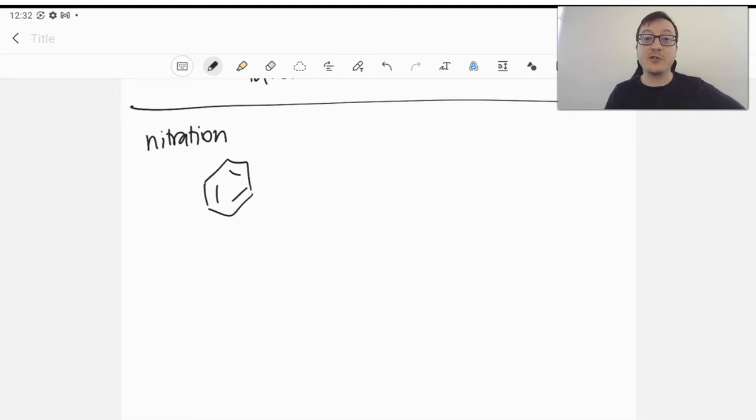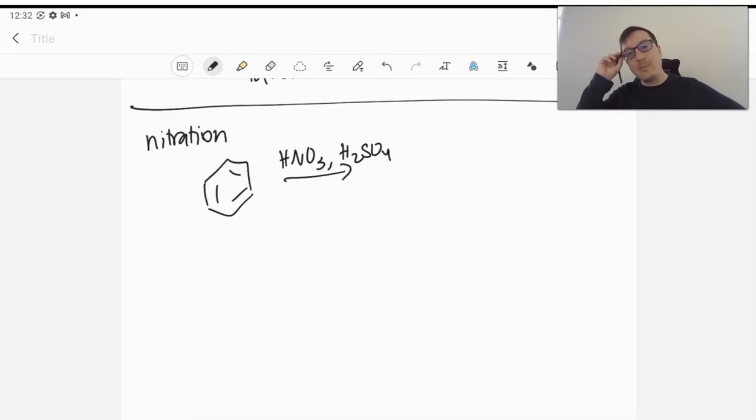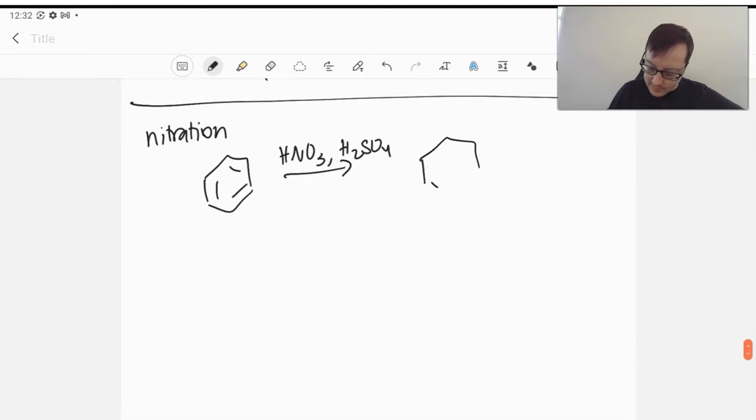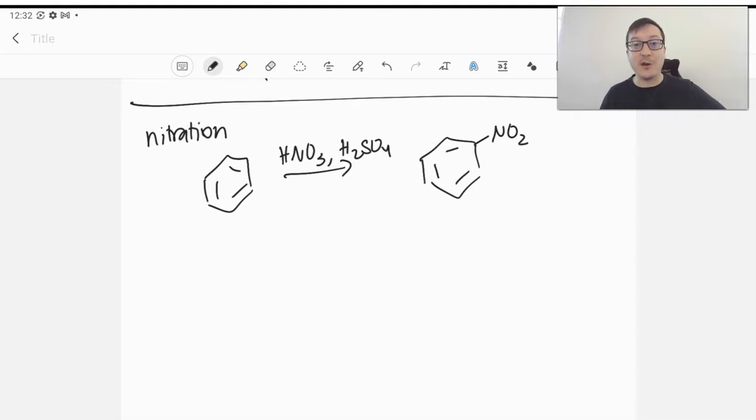Let's talk about nitration of benzene. That's installing an NO2 group onto our molecule. We'll see the reaction conditions are nitric acid and sulfuric acid. We need both of these, and we'll see why in the mechanism. And in doing so, with these two reagents, we will end up nitrating our benzene. We'll put an NO2 on. And we're going to see we can do other things with that later.